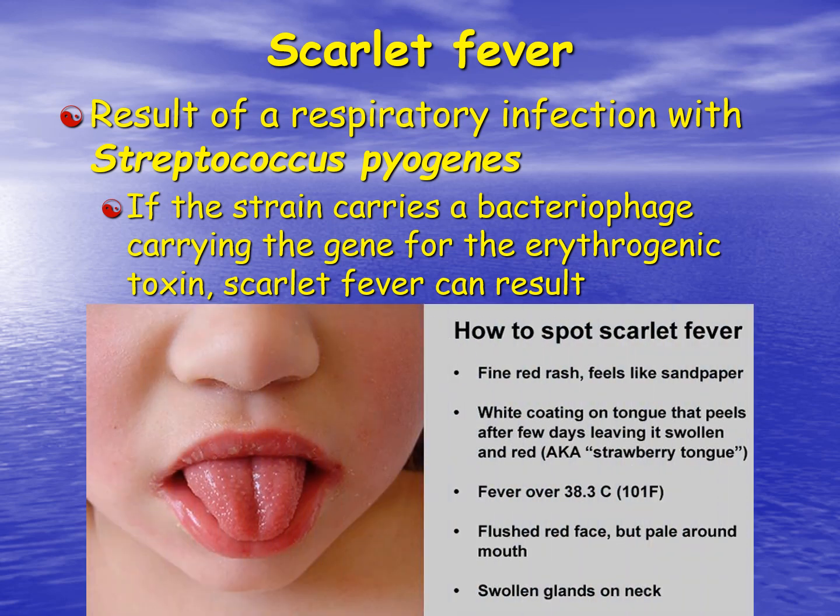To spot scarlet fever, typically we have a very fine red rash that feels almost like sandpaper on the surface of the skin. You can see that here on this child's cheeks. A white coating on the tongue peels after a few days, leaving the tongue swollen and almost looking like the surface of a strawberry. You can see this strawberry-like tongue right here. Fevers over 101, a flushed red face but typically pale around the mouth, and oftentimes the cervical lymph nodes will be swollen quite a bit in the neck region.